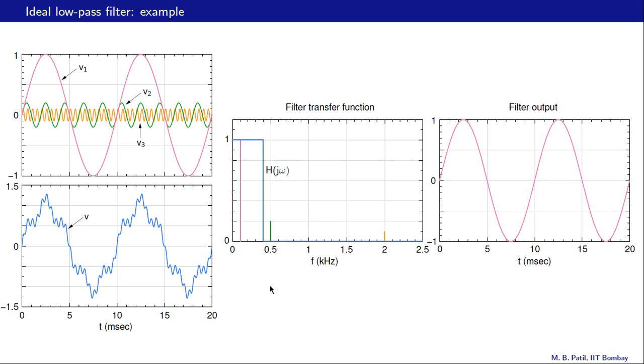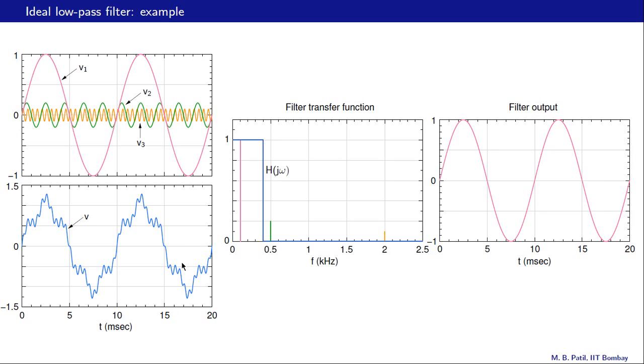Let us now look at the effect of ideal filters on a sample waveform. The waveform that we consider is this V of t. It has three frequency components, V1, V2 and V3. V1 has a frequency of 0.1 kilohertz and an amplitude of 1. V2 has a frequency of 0.5 kilohertz and an amplitude of 0.2, and V3 has a frequency of 2 kilohertz and an amplitude of 0.1.